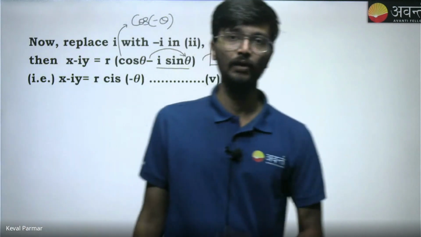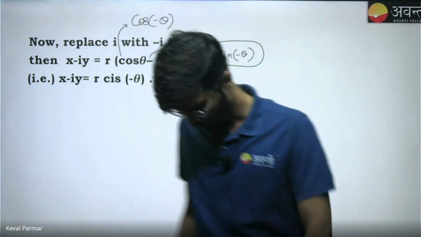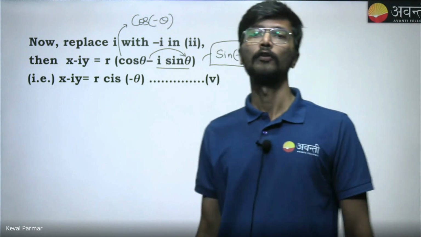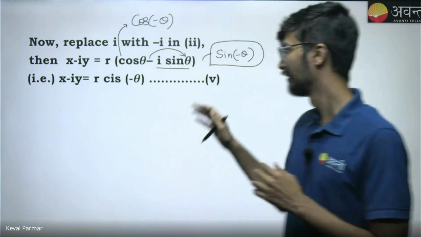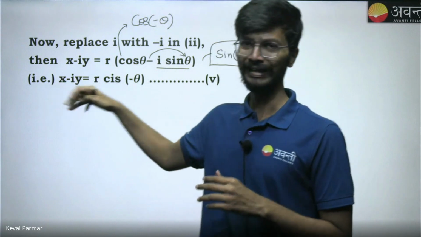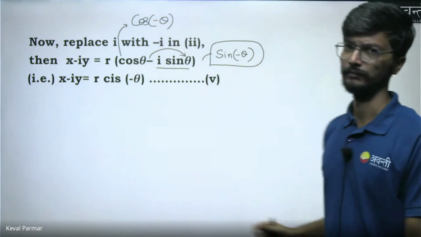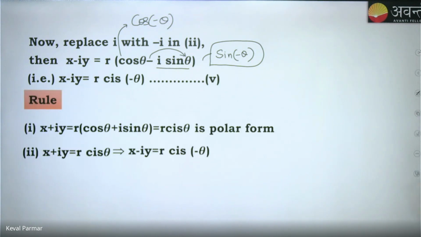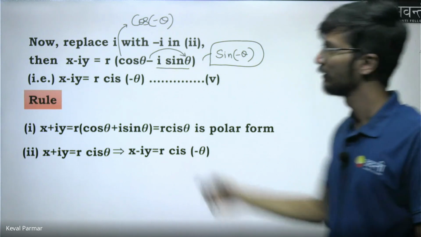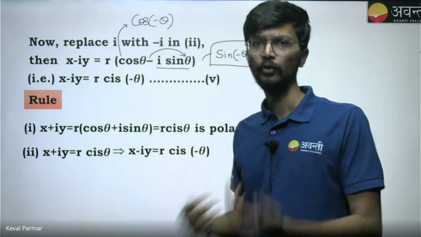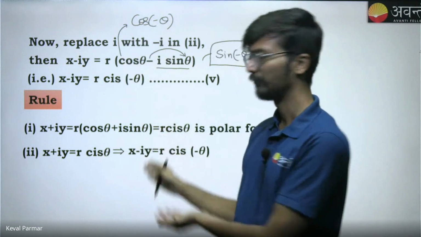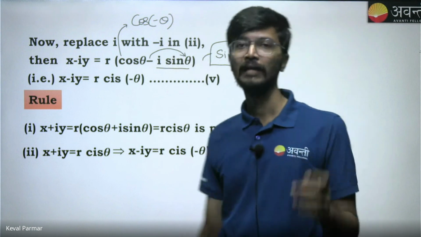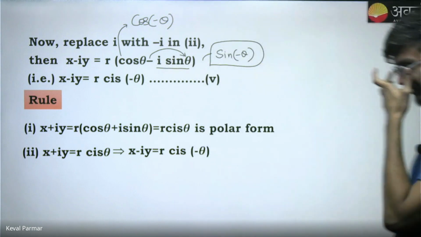So basically now the argument of the complex number, which was theta, has now changed to minus theta, right? So let's see what we have next. It is better to remember it the way I showed you. If you don't like to remember it this way, you can always remember it by using trigonometry. Correct?